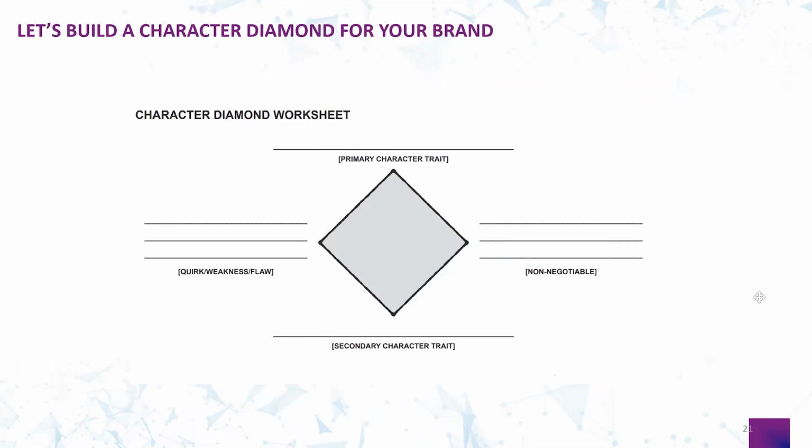What's the primary character trait? And what's the secondary character trait? What's non-negotiable? And what's a quick quirk or weakness or a flaw for your company? Just think about it. Sit down with your marketing person, or with anybody who has a good idea about branding, and say, hey, I just want to do this exercise. Because once you know that, you can see how you can do your proposal quickly.